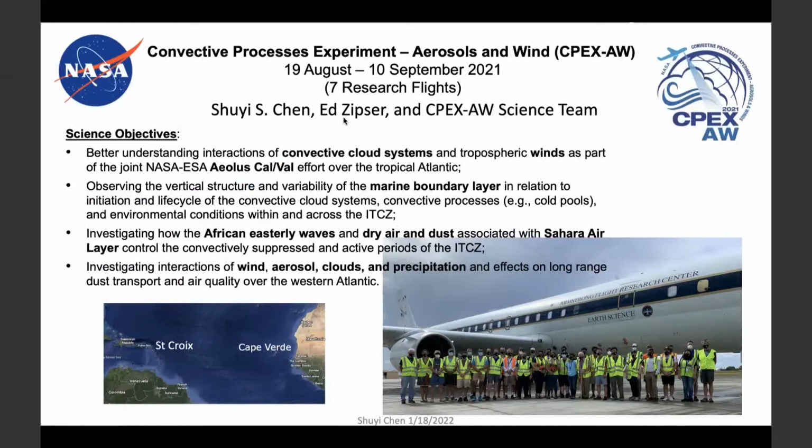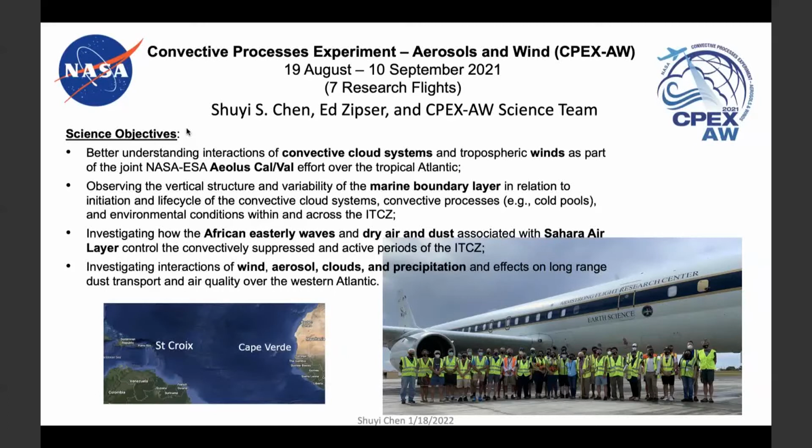We have several major or very diverse science objectives. I'll get to these when we go through the actual field campaign part, but I'll just put this up front to let you know we're first trying to understand the interaction of a convective cloud system and the tropospheric winds. As a part of this, Aeolus, as you know, the first active sensing wind satellite, was motivated by prediction in the global prediction by ECMWF.